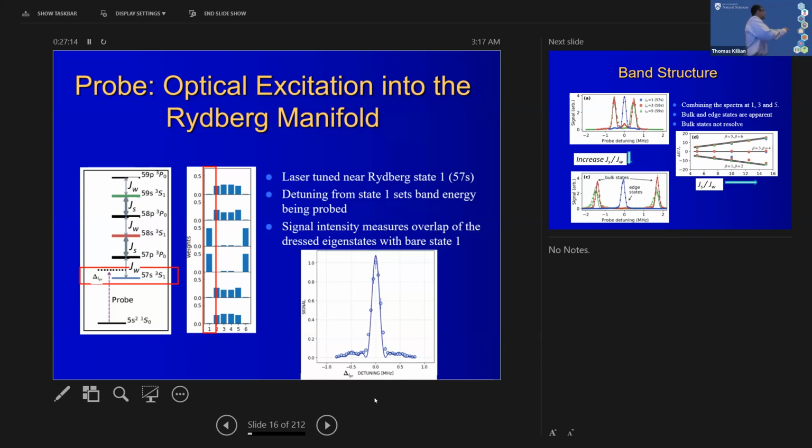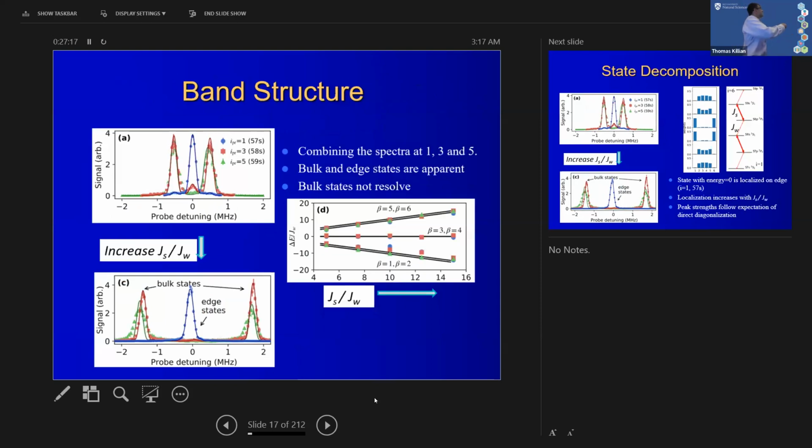So essentially, wherever I tune, I'm still measuring the spectrum. I'm measuring one band structure for the synthetic dimension, but by tuning to the different bare levels, I'm able to map out how these different states in the synthetic lattice decompose onto the bare states. If I combine all the different spectra, in this case tuning to 57S, 58S, 59S, I get everything, and all the energies line up. So I measure the band structure that way, and by looking at which signals are strong and weak, I can decompose it back onto the bare states.